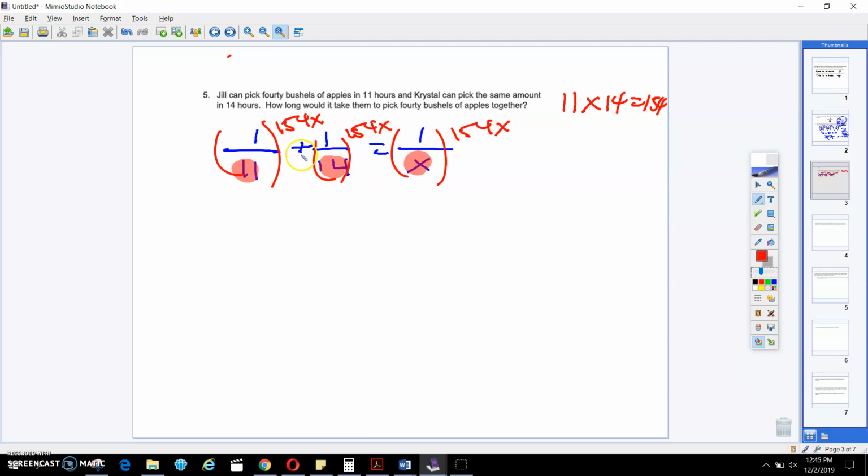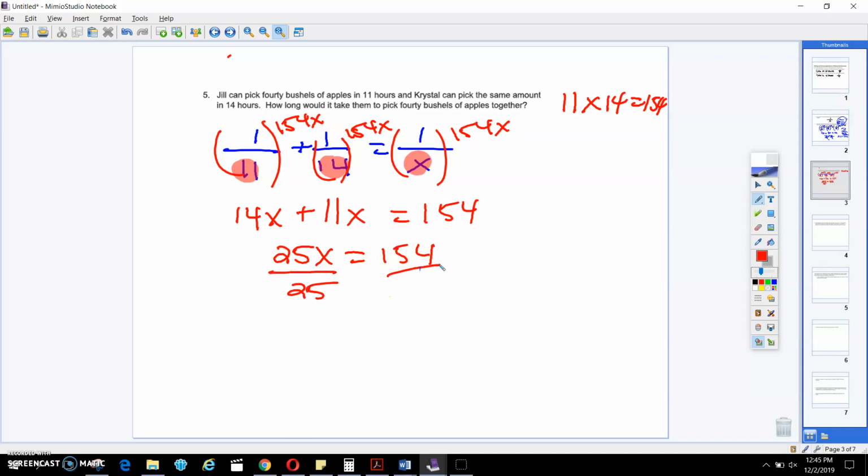All right, so when I do that, I'm going to get 154x divided by 11. That's going to give me 14x. 154 divided by 14 is going to give me 11x. And 154x divided by x is going to give me 154. So now this is just becoming a solving problem, right? So we're going to combine our like terms, and that's going to give me 25x equals 154. I'm going to divide by 25 on both sides, and that's going to give me x equals 6.16 hours.